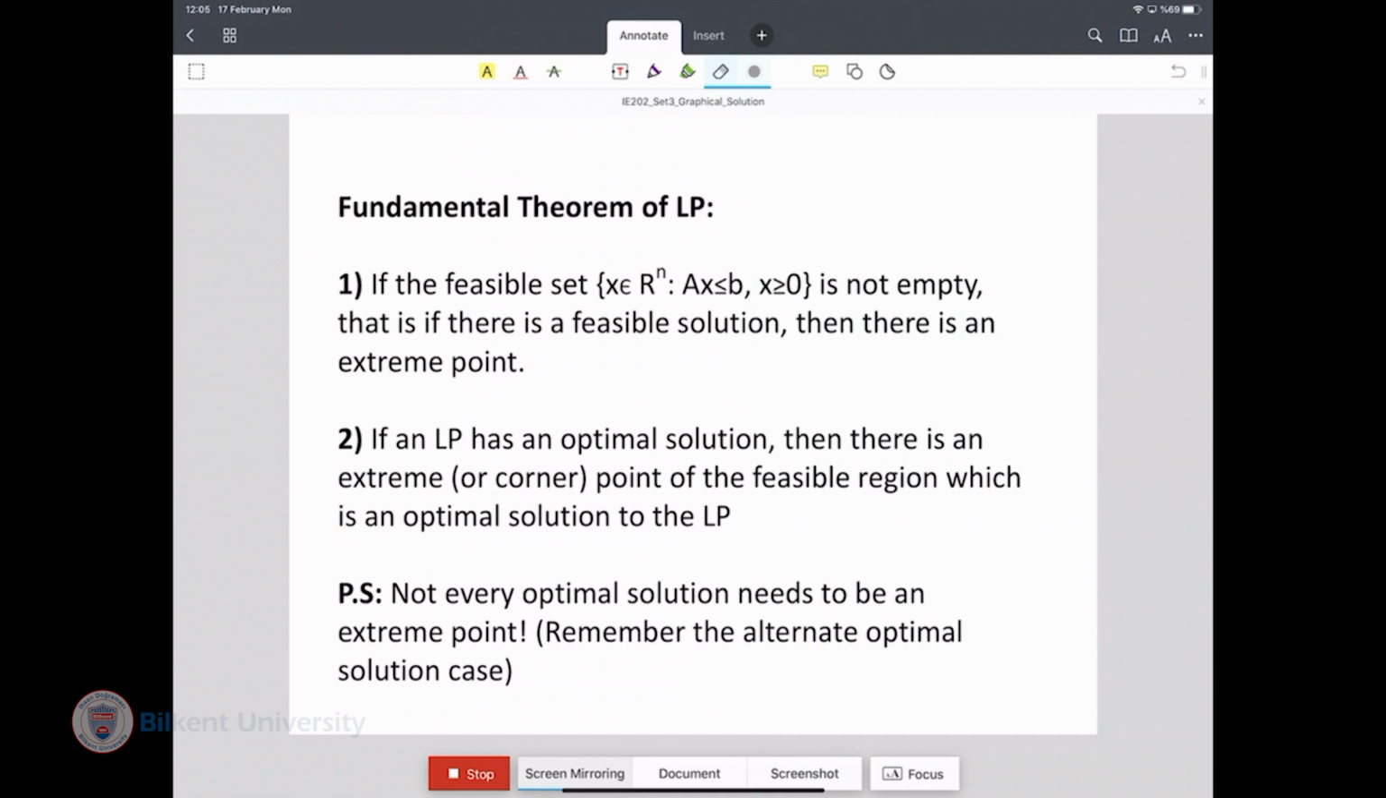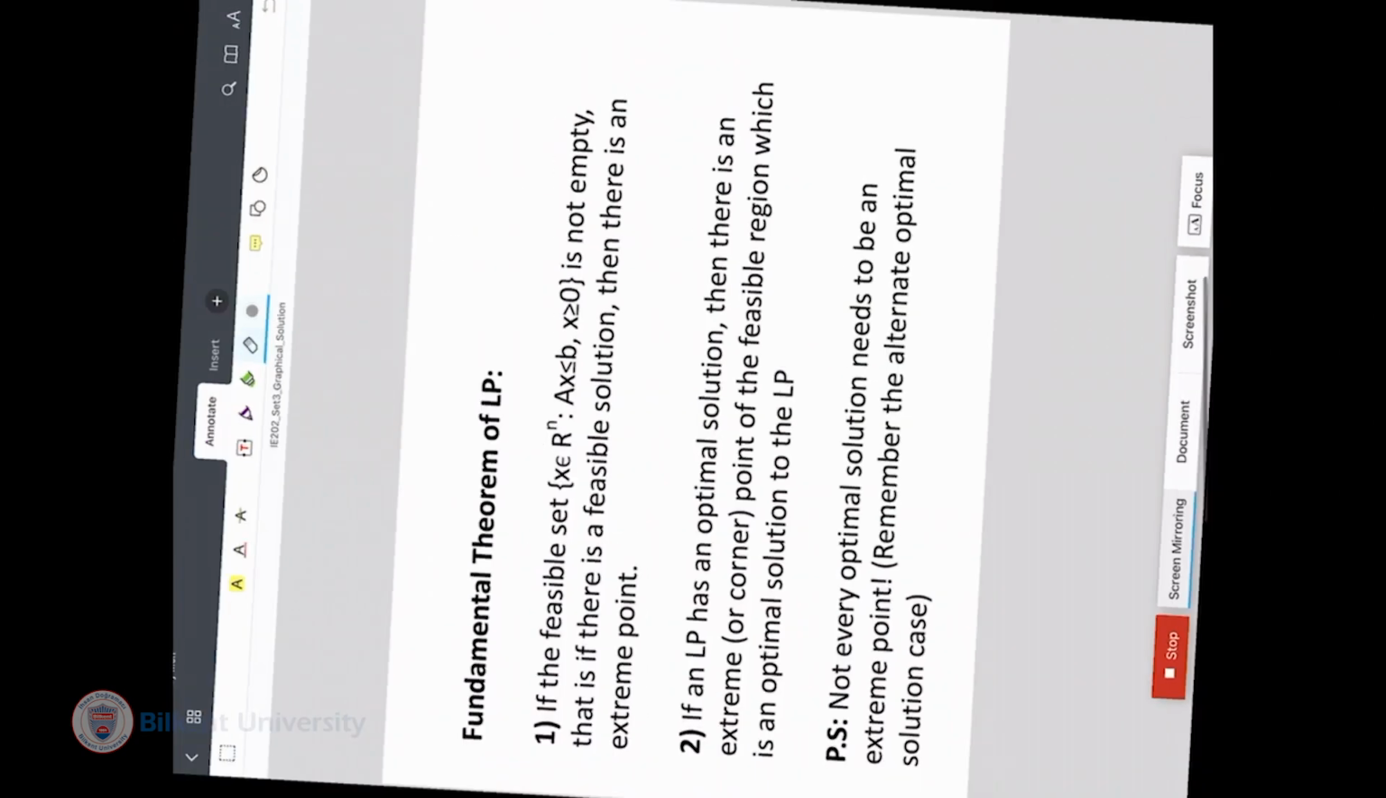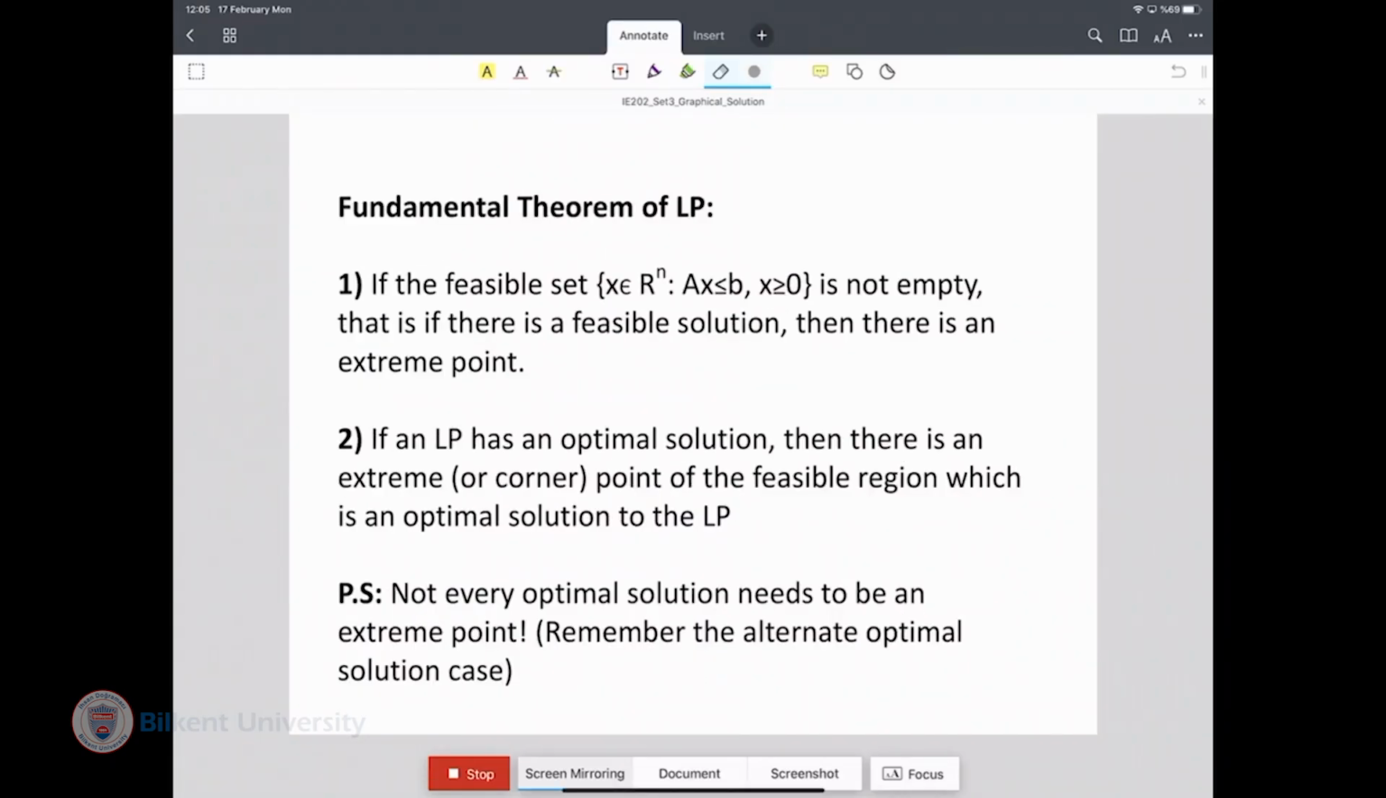Now let's read it again. Fundamental theorem, part A says, if there is a feasible set, then there is an extreme point which is feasible. Fine. Part B says, if the problem has an optimum solution, then there is an extreme point which is optimal. All right? Be careful, these are not if and only if type statements. Both are if-then type statements.